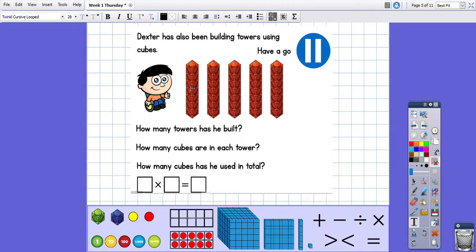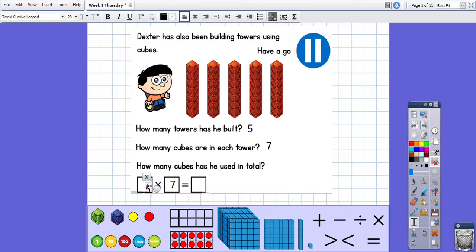Okay, so Dexter's now building his towers. How many towers has he built? He's built 5 towers. And in each tower there is 1, 2, 3, 4, 5, 6, 7 cubes. How many cubes has he used in total? Now, I can't count in my 7s, but I know that it is 7 times 5.